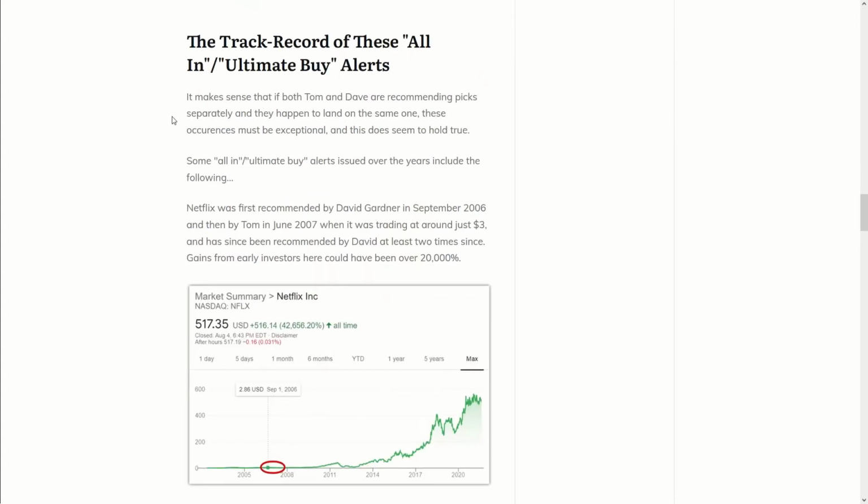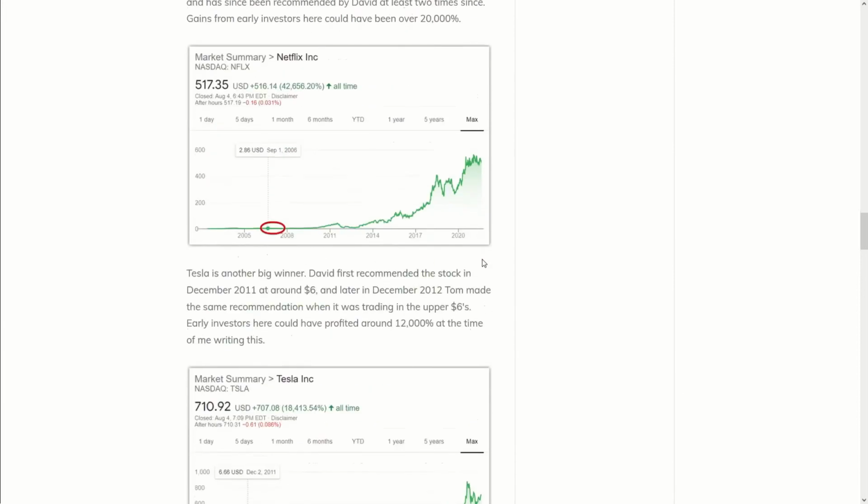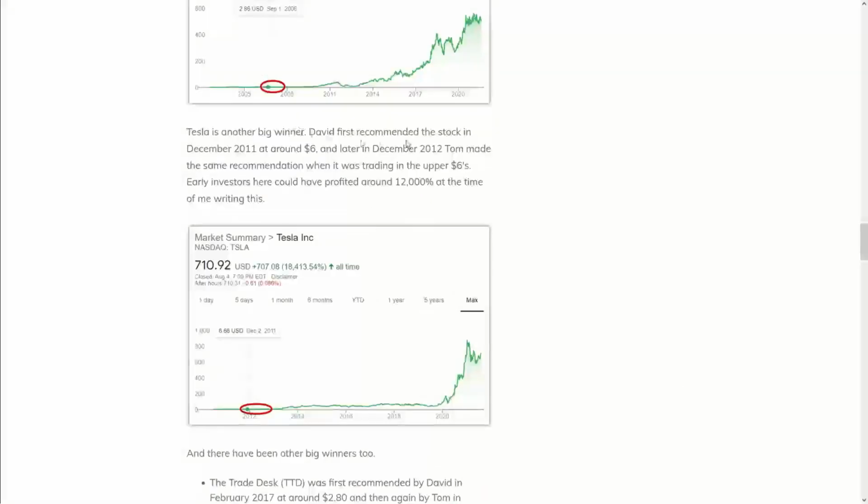Okay, so what's the track record of these all-in ultimate buy alerts? Well, some of these all-in alerts have included Netflix, which David Gardner first recommended in September of 2006, when it was trading at just $3. So gains from early investors here could have been over 20,000%, which is definitely a high bar. Tesla is another big winner. David first recommended the stock in 2011 around $6, where investors could have profited around 12,000%.